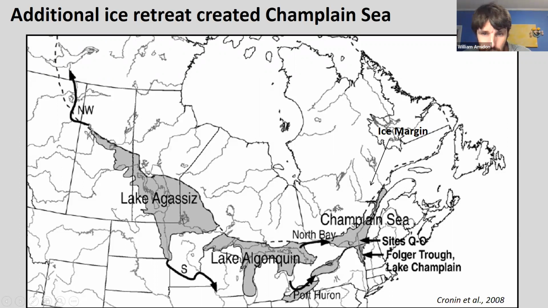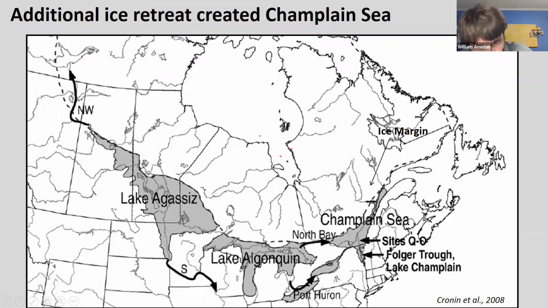And so the ice here had retreated further north and allowed the ocean to actually rush inward through the St. Lawrence Seaway, and ocean water was actually flooding essentially the whole St. Lawrence Valley to our north, as well as the Champlain Valley and Cornwall.